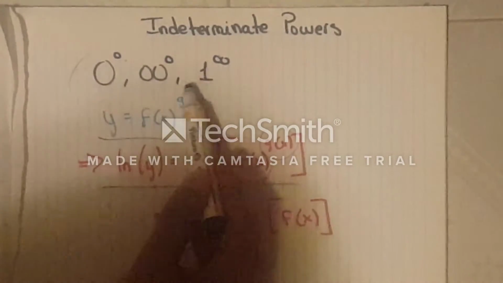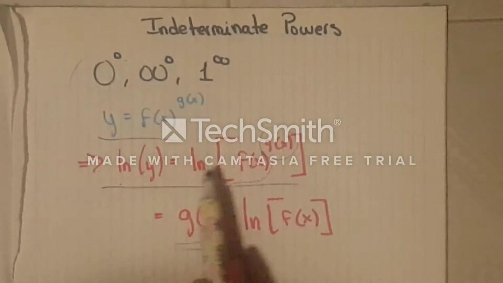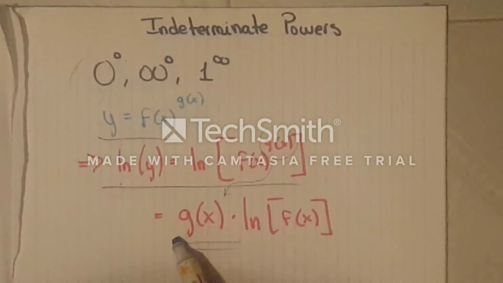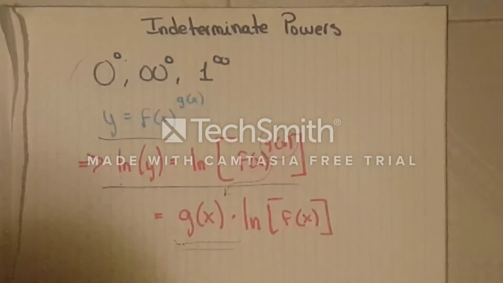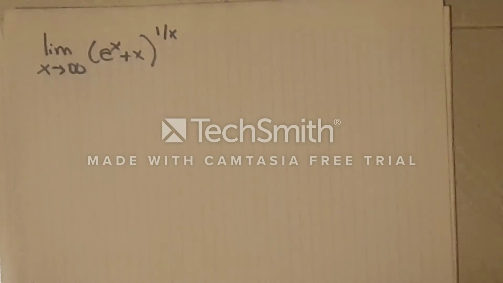In this way, we can use the rule of natural logarithm in order to take down the second function and multiply it by the logarithm of the base function. Now we're going to make a small example in order to explain this subject.